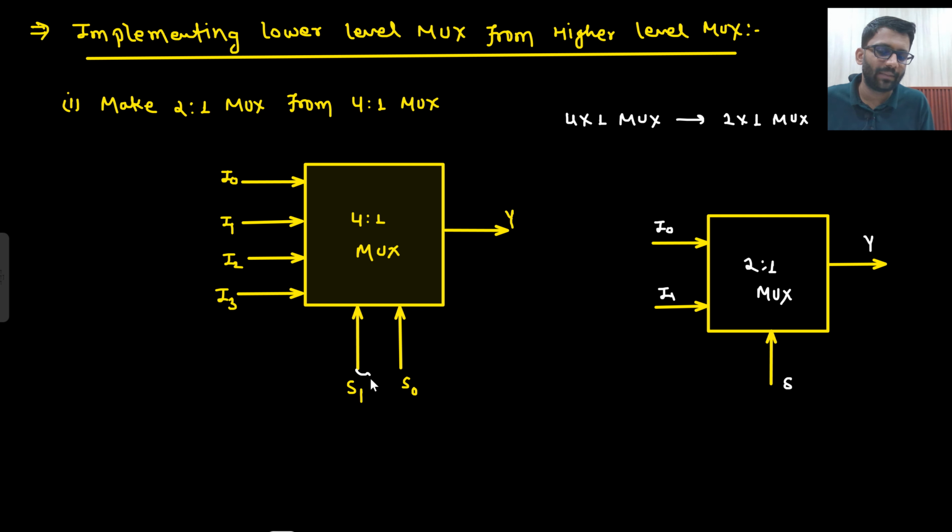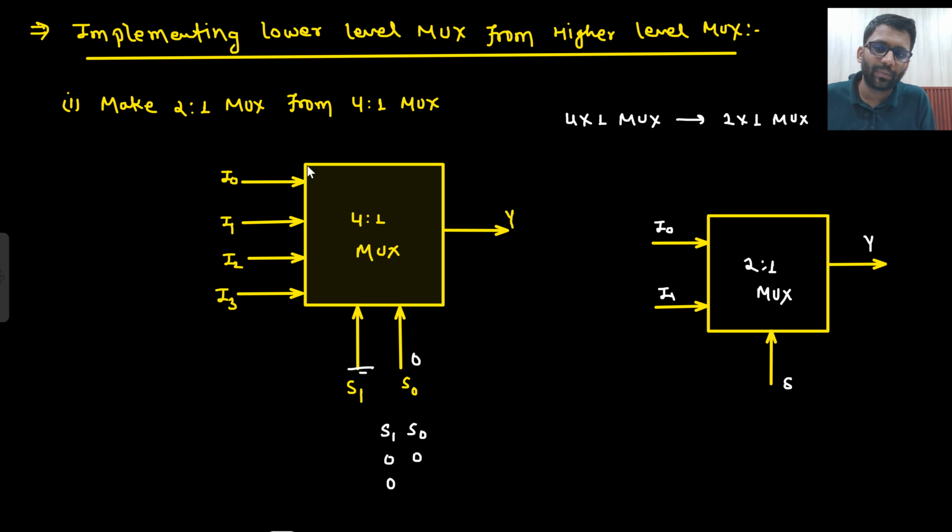So what I would do, I will keep this as ground. Why do I keep it as ground? Because now S can take the 0 value. S1 is already 0. Look, S1 I have kept at ground. This is always 0. Now S can take the 0 value.